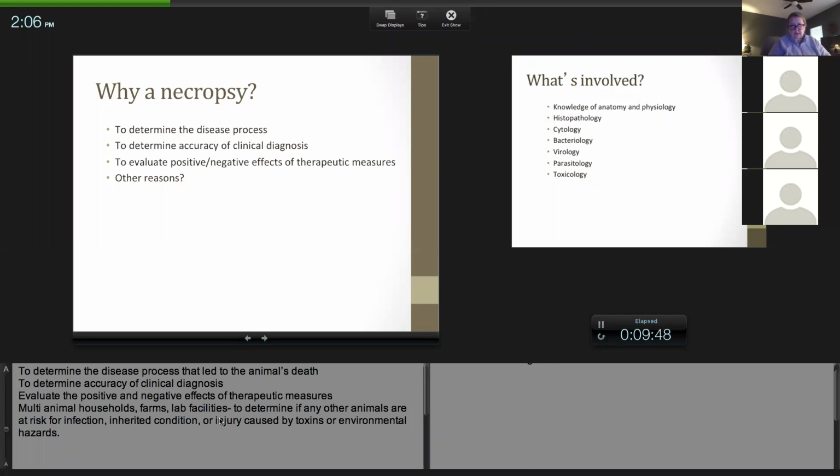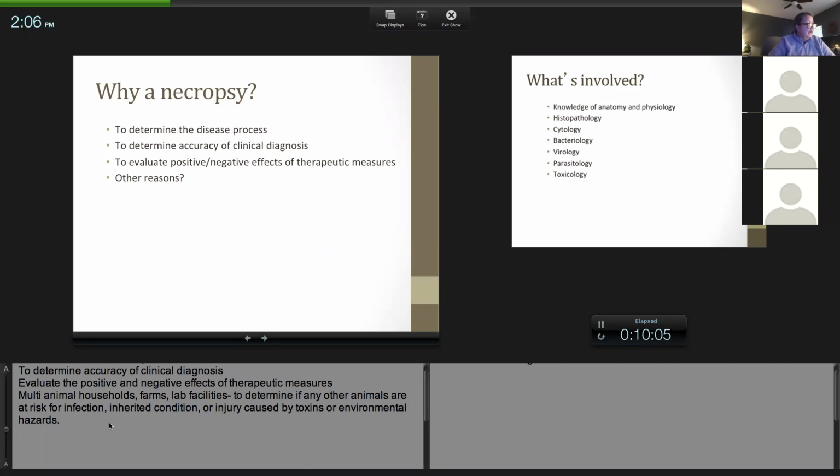If one dies unexpectedly, like I said, you don't want to run the risk of the whole facility getting infected. And maybe you need to do a necropsy because you don't know why. Maybe you do know why, but a necropsy is always going to confirm. And then, are any other animals at risk of infection?